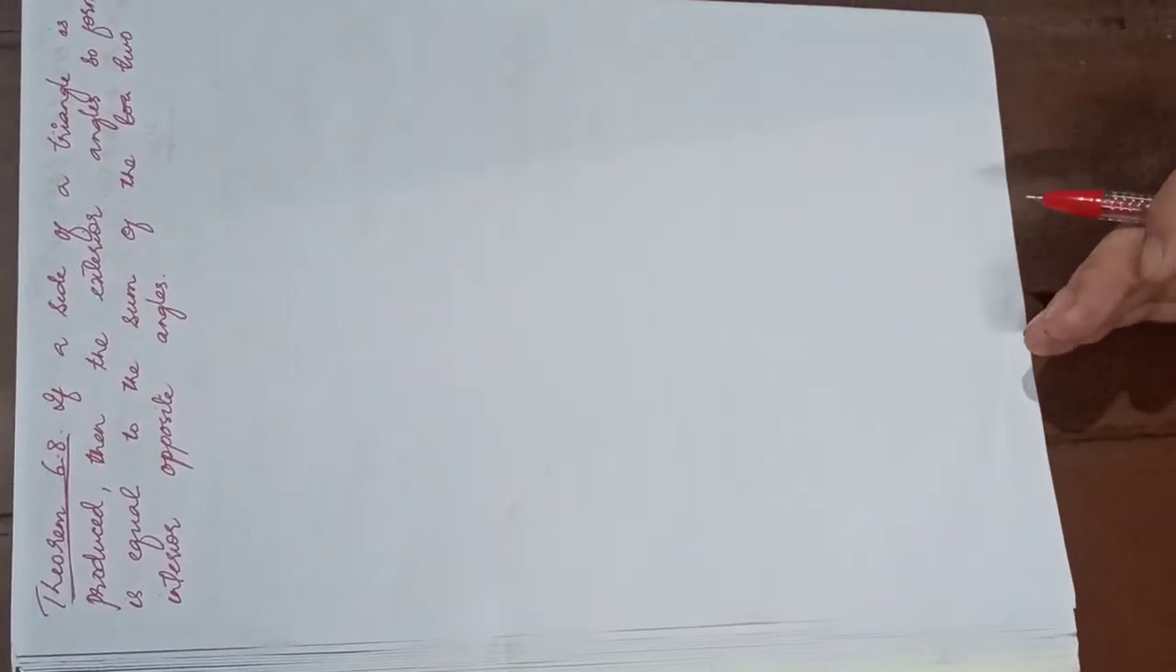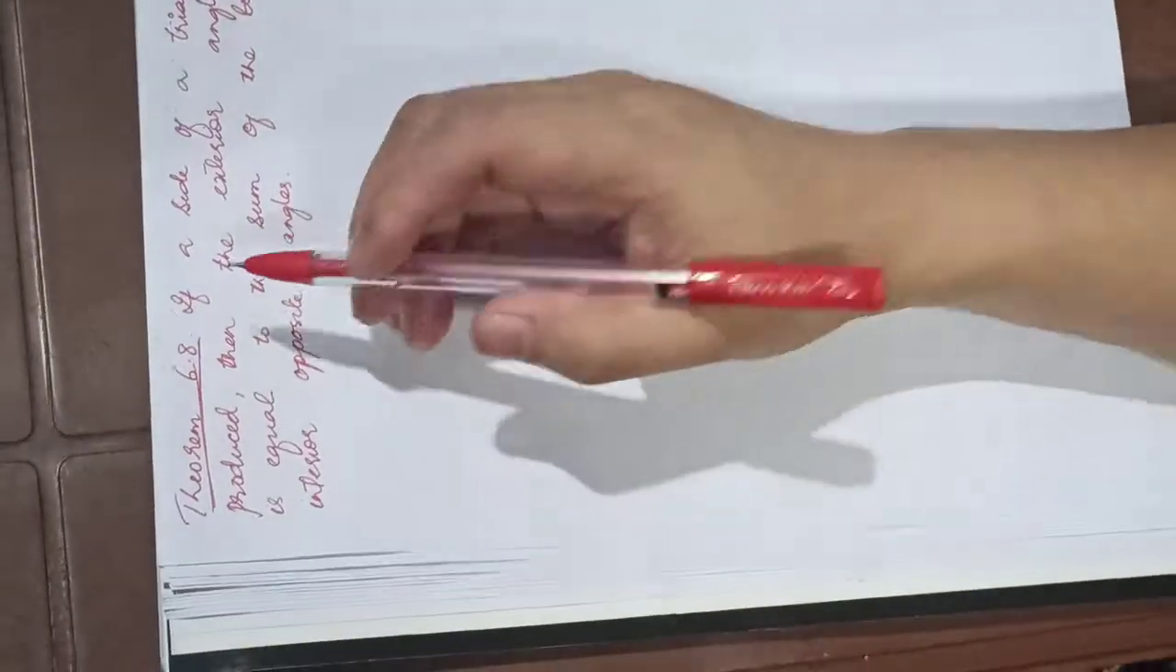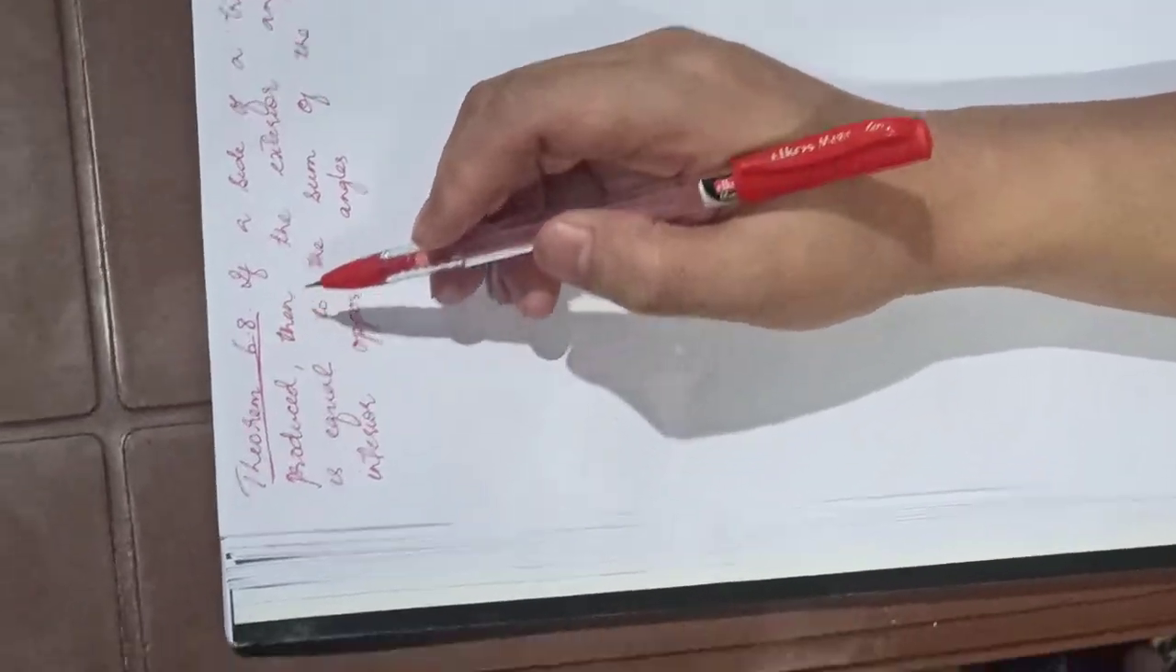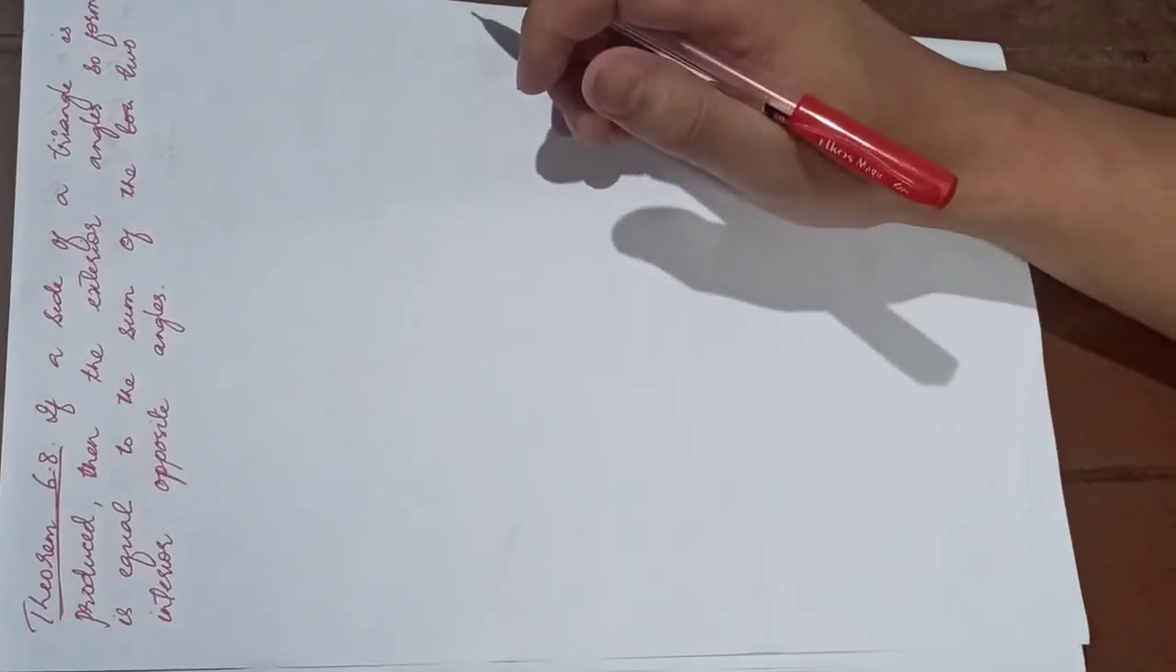In the previous video we talked about the angle sum property, right? That is, I gave you Theorem 6.7, that the sum of the angles of a triangle is 180 degrees. Today, before we start exercise 6.3, I want to discuss Theorem 6.8 with you all, so that you will have a clear concept of what we are doing in exercise 6.3.